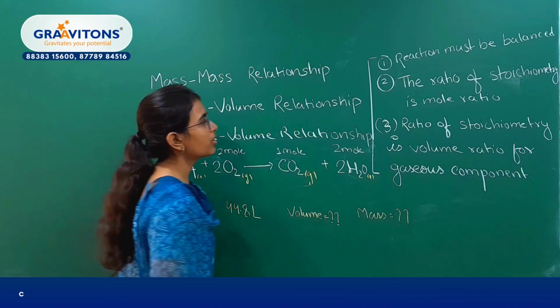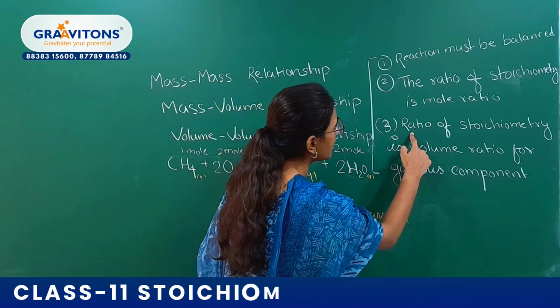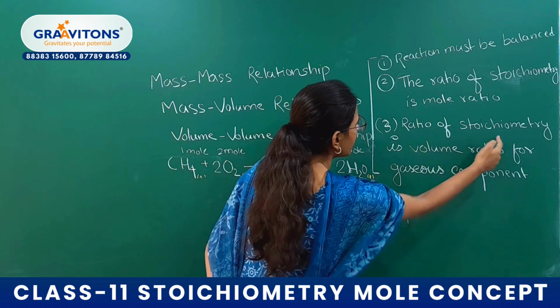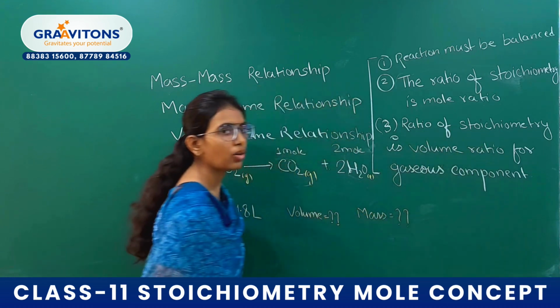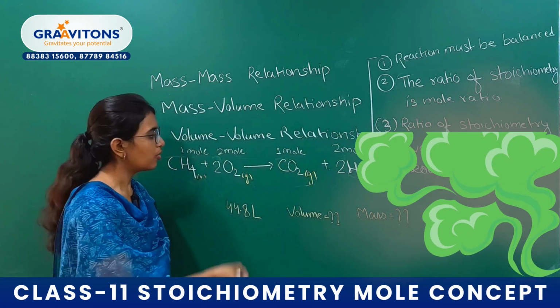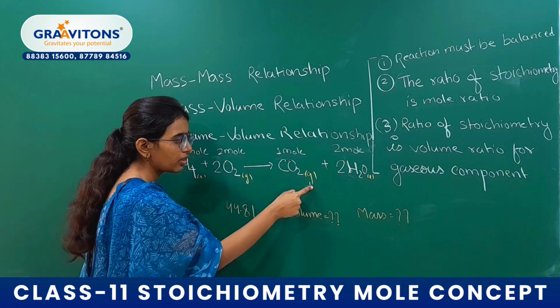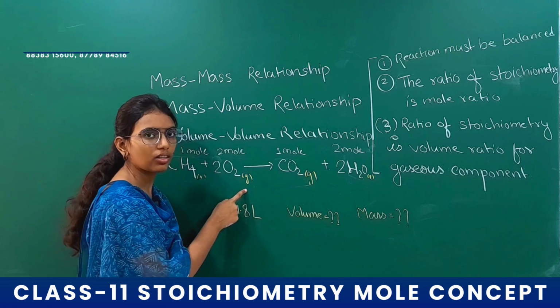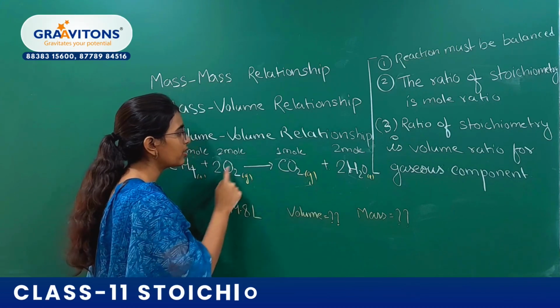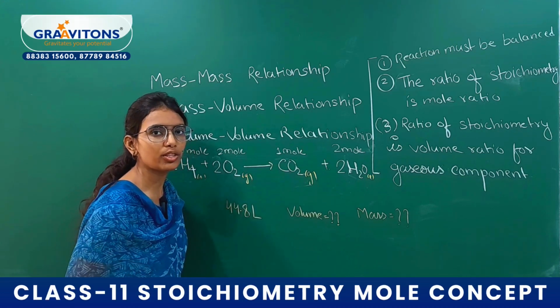Now the third point is that the ratio of stoichiometry is the volume ratio. For gaseous components only, we can say that this is a gaseous product, and this is a gaseous reactant. For gaseous components only, the ratio of stoichiometry is the volume ratio.